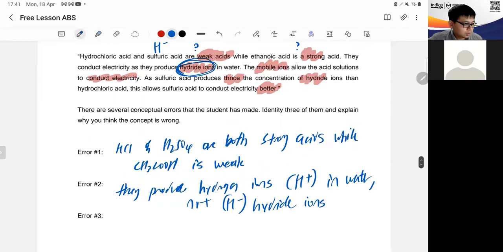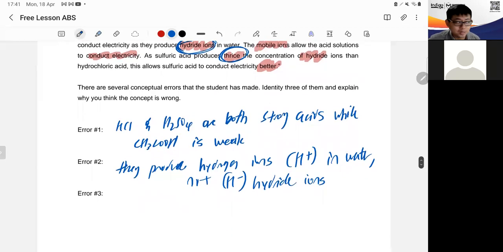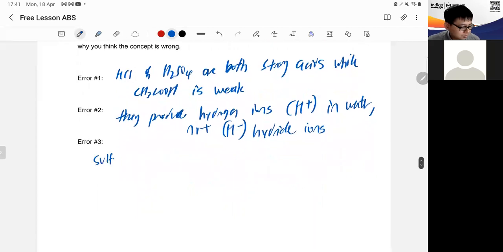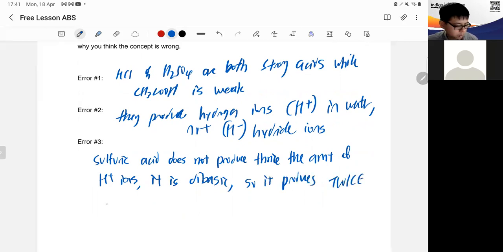Okay, last one. This one is the weird one. Thrice? Really? If you know that sulfuric acid is H2SO4, right? Then of course you know it's not thrice lah. Sulfuric acid does not produce thrice the amount of H plus ions. It is, of course, dibasic. So actually it's supposed to produce only twice the amount of H plus compared to HCl.